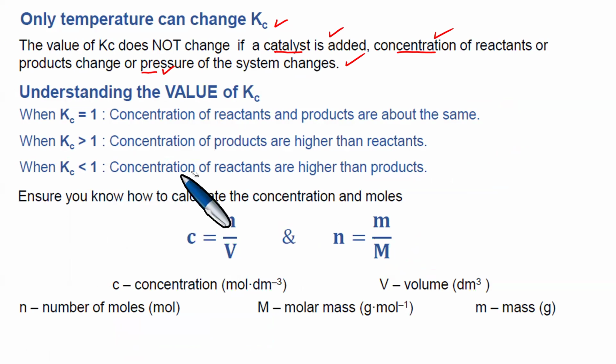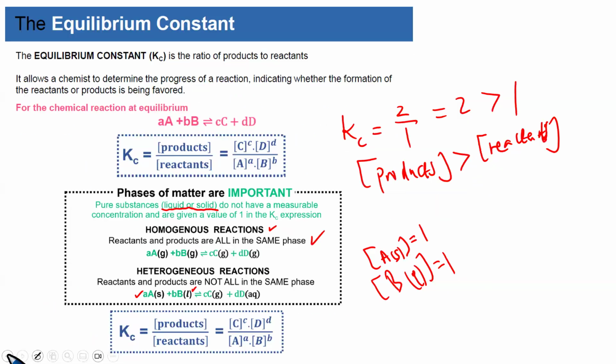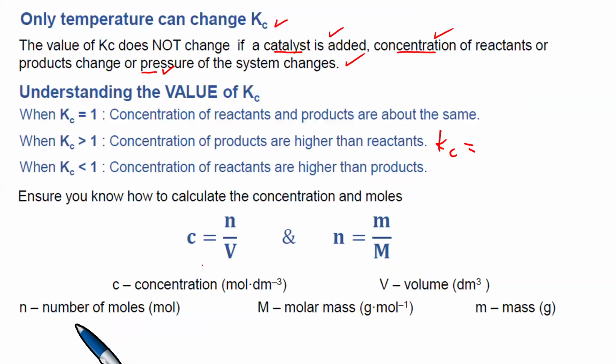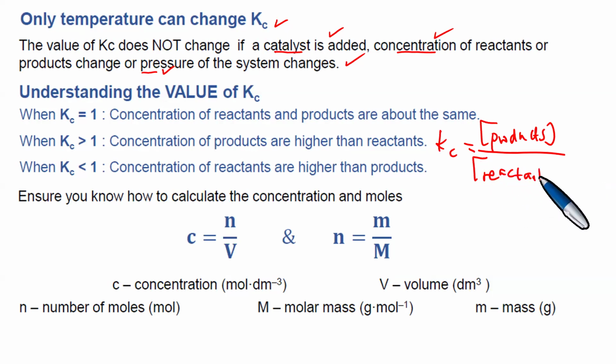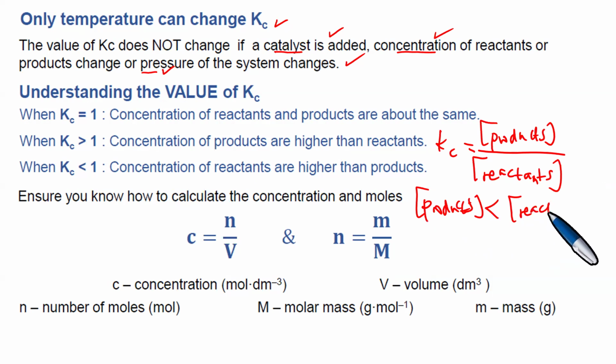When is the Kc smaller than one? When the concentration of the reactants is higher than that of the products. So in other words, we're dealing with Kc, and dealing with the Kc now, we're looking at the concentration of the products divided by the concentration of the reactants. So if the Kc is smaller than one, that would mean that the concentration of the products is much less than the concentration of the reactants.